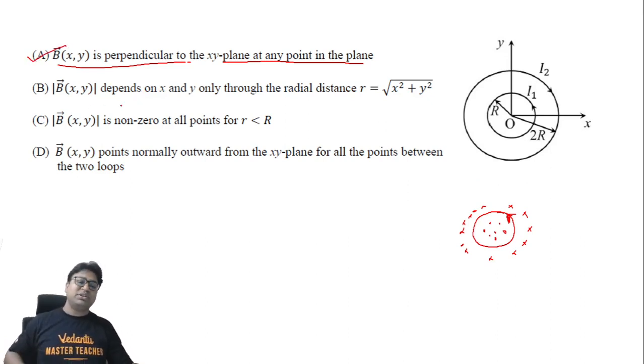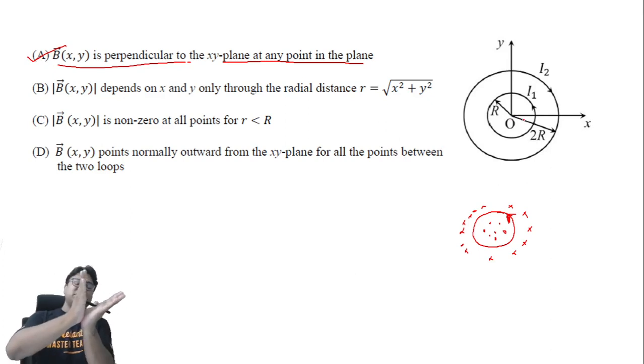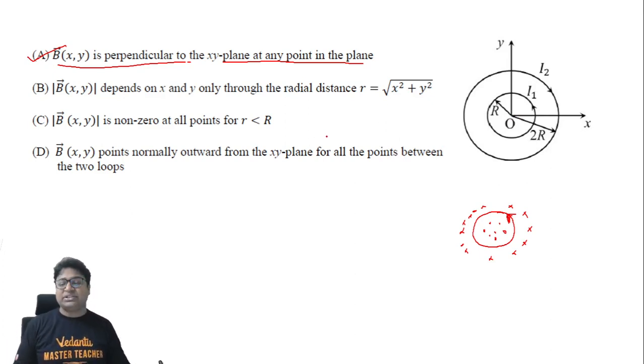Now option B says it depends only on the radial distance, which also seems correct because I can clearly see the radial symmetry here. Even if I rotate the XY axis about the Z axis, nothing will change. By symmetry, I can say that this option is also correct.